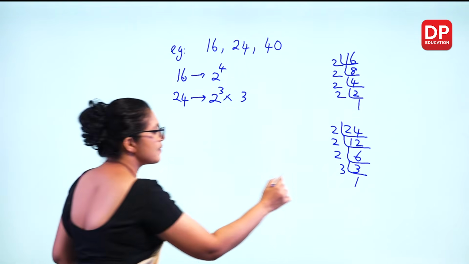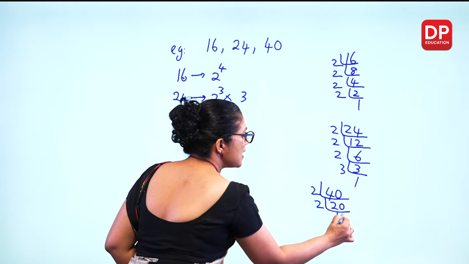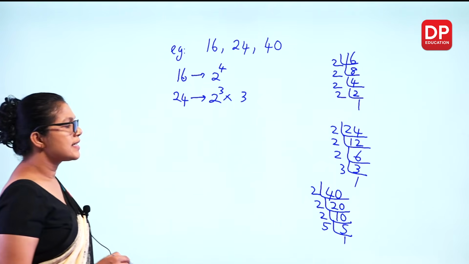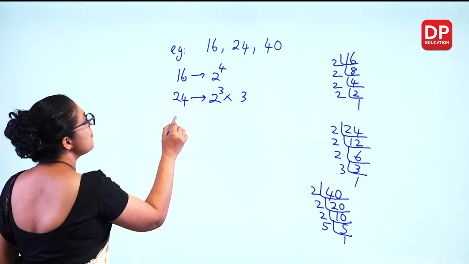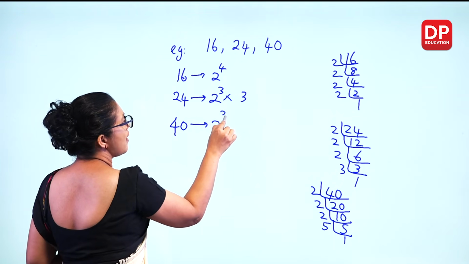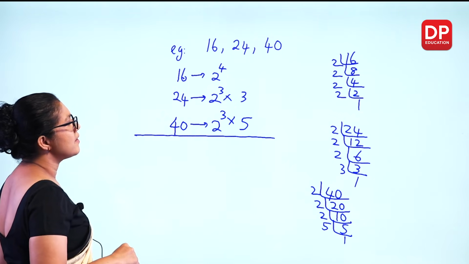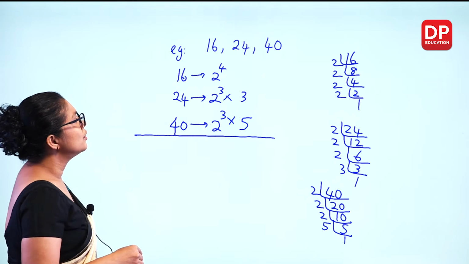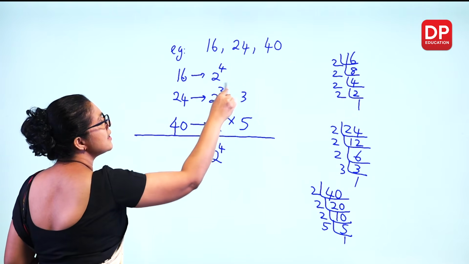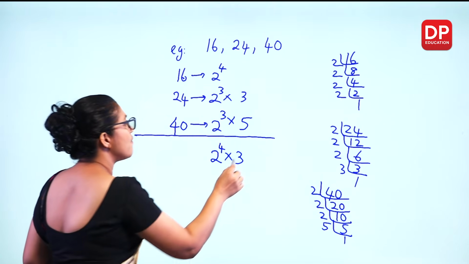What about 40? Take 40 and divide. Divide by 2, you get 20, then 10, divide by 2, 5. And divide by 5, you get 1. So what are the prime factors for 40? How many 2's? 2 to the power 3 and 1, 5. When you look at the highest power out of power 2, you get 2 to the power 4. And you get 3 to the power 1, and another 5 to the power 1.